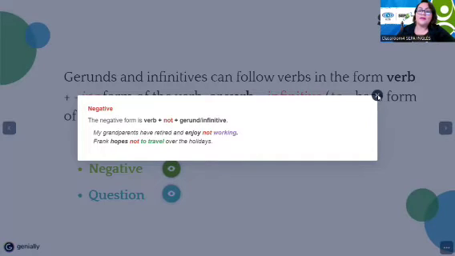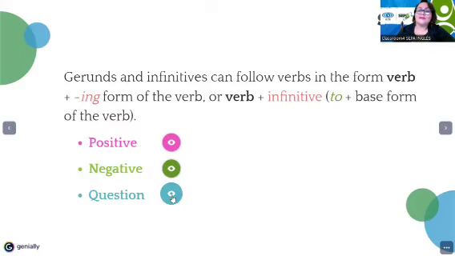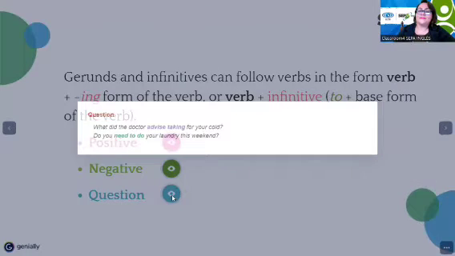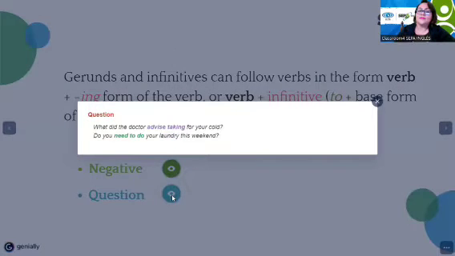And finally, the questions. What did the doctor advise taking for your cold? Let's repeat. What did the doctor advise taking for your cold? What do you need to do your laundry this weekend? Do you need to do your laundry this weekend?